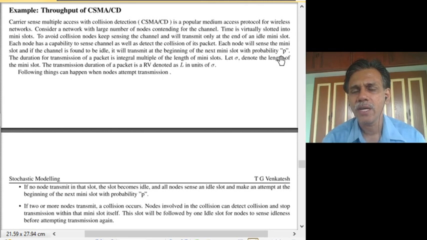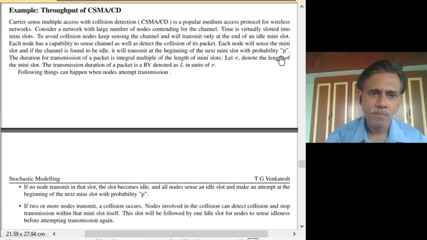So that is the collision detection capability of a node. As soon as it detects collision, it will stop transmission within that mini slot where it has started the transmission itself. So when there is a collision, it will take one mini slot to stop the transmission, and then it has to be followed by one mini slot which is idle for the next attempt to happen.